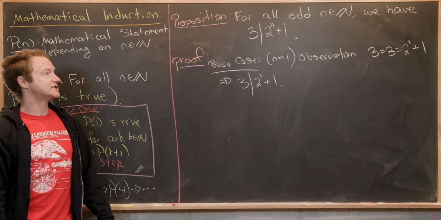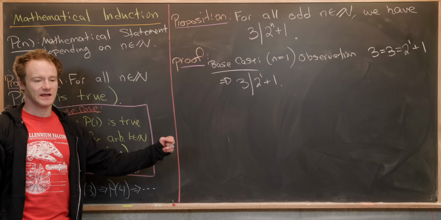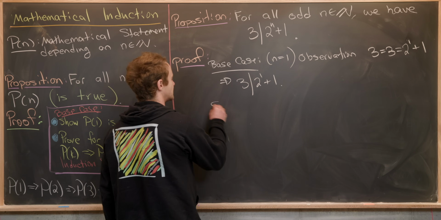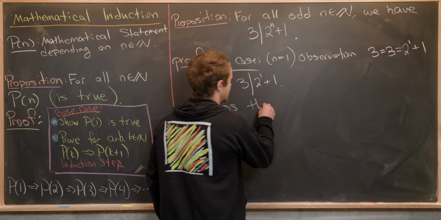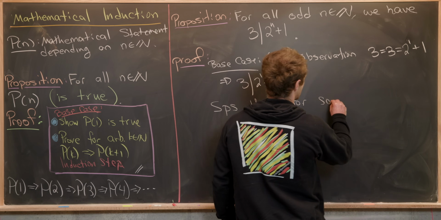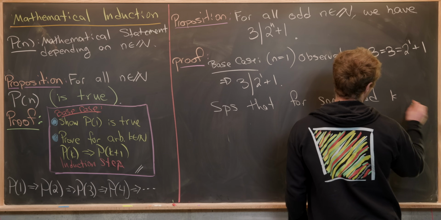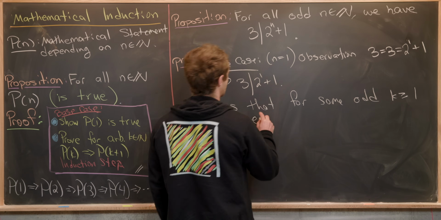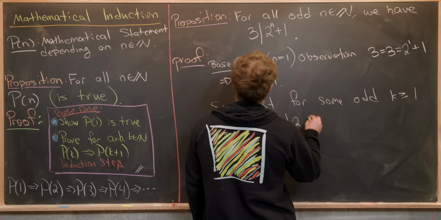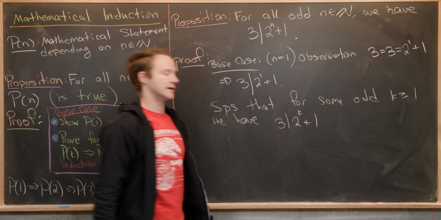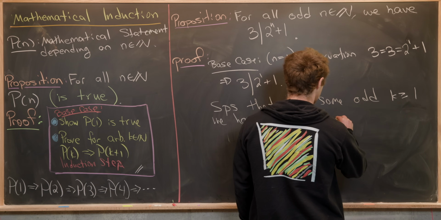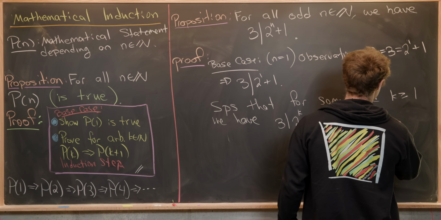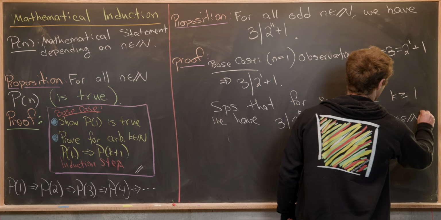Now next, we're ready to prove that the kth case implies the (k+1)st case. In other words, we're ready to make our induction step. So let's do that. We will suppose that for some odd k, which is bigger than or equal to 1, we have 3 divides 2^k + 1. But then by the definition of divisibility, that tells me that 2^k + 1 equals 3m for some natural number m.